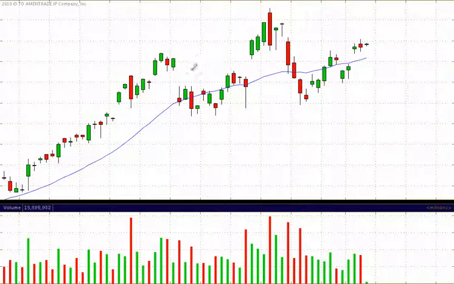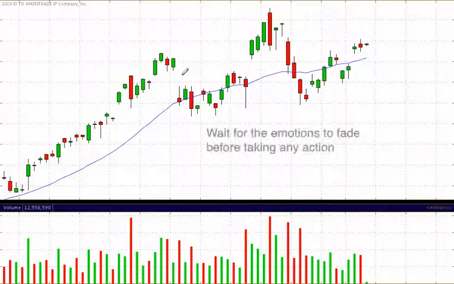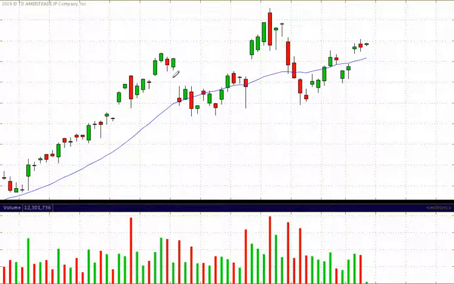Now, remember what I said before, the gaps are usually driven by emotions. So what I usually wait for is, I wait for the emotions to kind of bleed out of the market before I decide to take any action. You see, the interesting thing about gaps is that they generally fill. Fill meaning the stock will generally move back to the place it once was before the gap, and therefore filling.